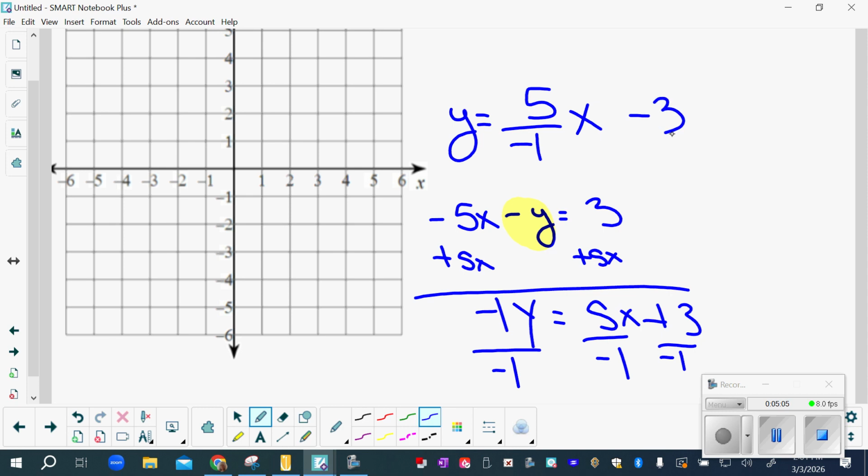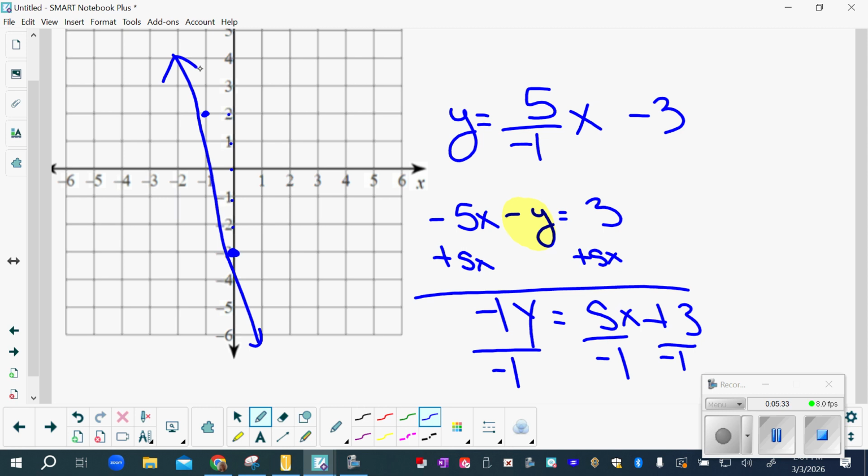Does it matter where that negative goes? It doesn't. Just somewhere account for it. So I'm going to be down here at -3. I am not going to go down 5 because look, I'm going to run out of room. So I'm going to go up 5. 1, 2, 3, 4, 5. And then I'm going to go over 1 in the negative direction. So there you go. He's going to look something like that.